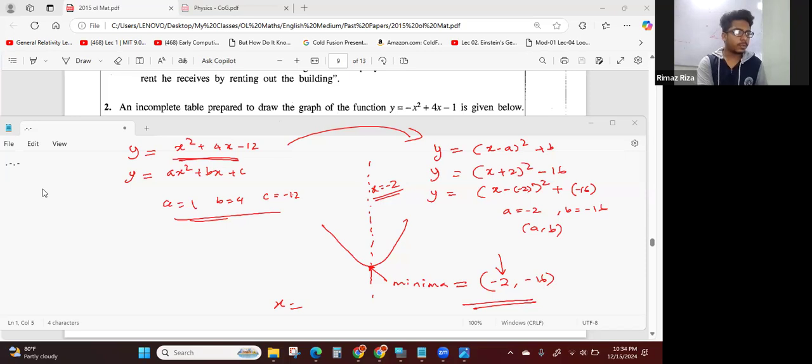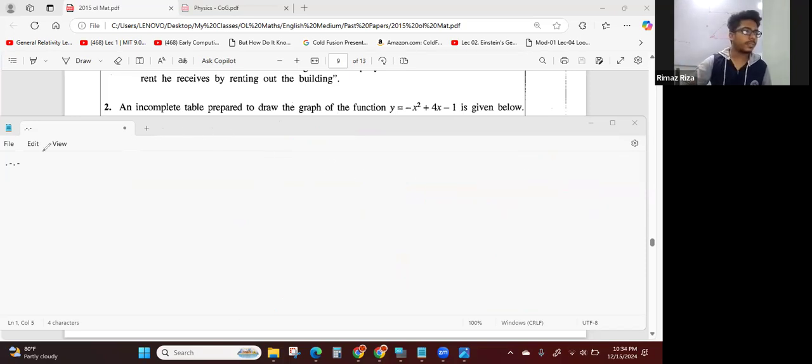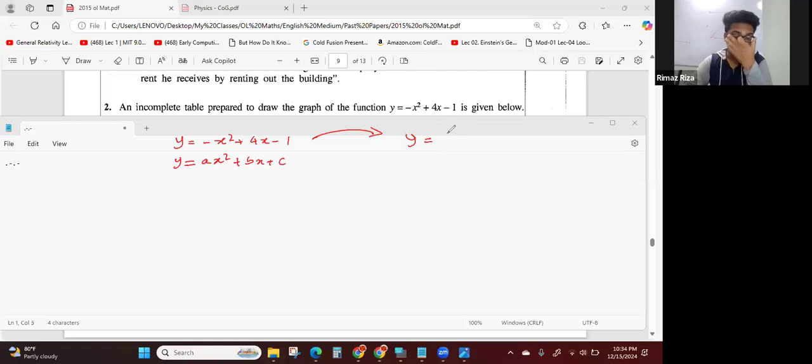So we'll come to the original question now. This graph is y equals minus x squared plus 4x minus 1. Okay. Now this is written in the form y equals ax squared plus bx plus c, where a equals minus 1, b equals plus 4, and c equals minus 1. Now this equation I want to write in this form: y equals... now I want to write in this form.